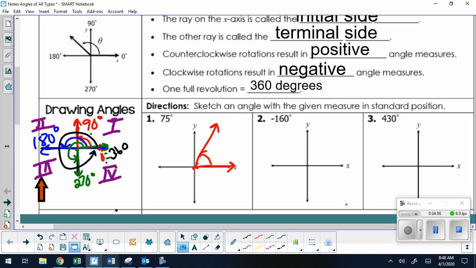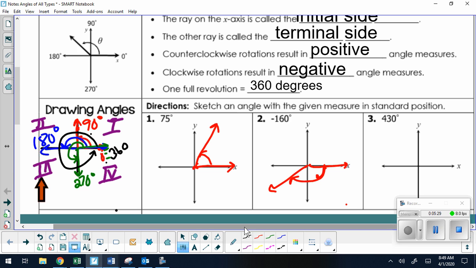Okay. For negative 160, I'm going to be going backwards. I'm going to be going clockwise. So negative 160, if I'm going clockwise, that's negative 90, negative 180. So negative 160 is going to fall somewhere in here. You don't have to be super precise about exactly where, but you need to have it in the right quadrant, and you need to have it going the correct direction.